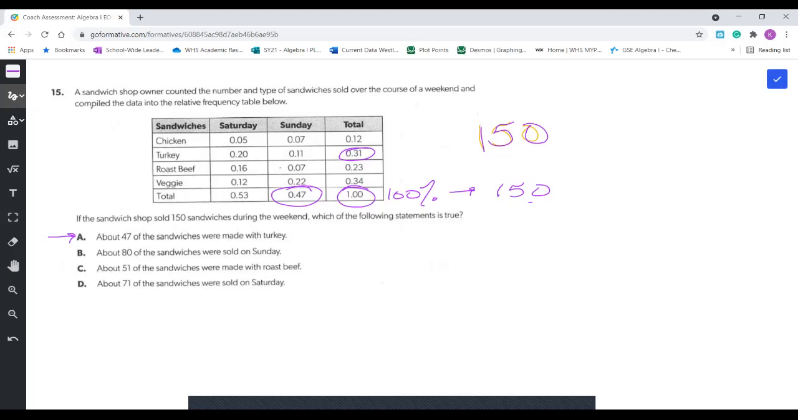So the answer has to be A, because nope, nope, and nope. None of those numbers worked out. We simply took 150 and multiplied it by 0.31, and that gave us approximately 47. It was 46.5, right? But if we're rounding up, it would be 47. Okay.